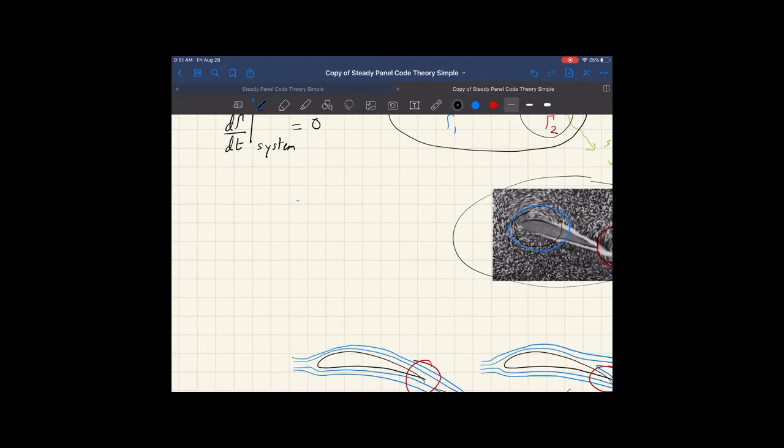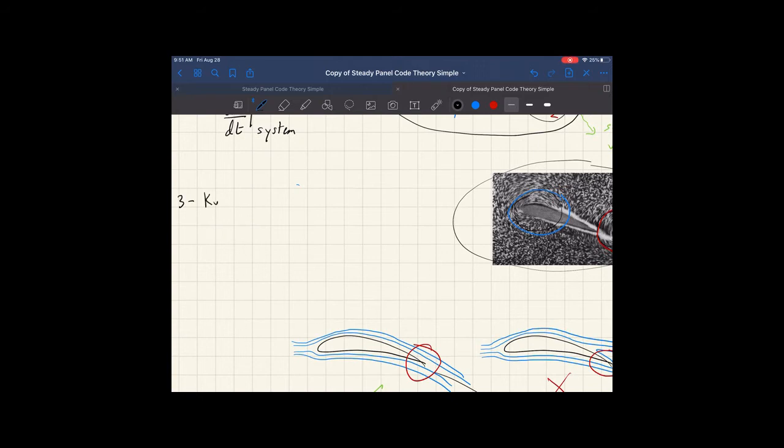And finally, the third boundary condition, the Kutta condition. Now, the Kutta condition basically entails that the velocity of the fluid is always continuous at the trailing edge, which means that the fluid should leave the trailing edge smoothly.